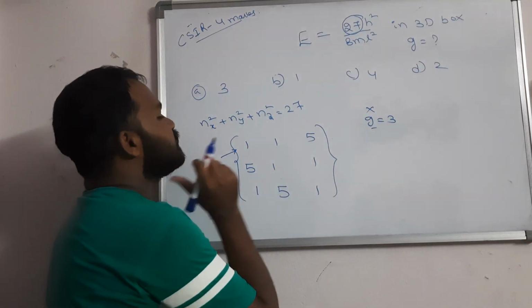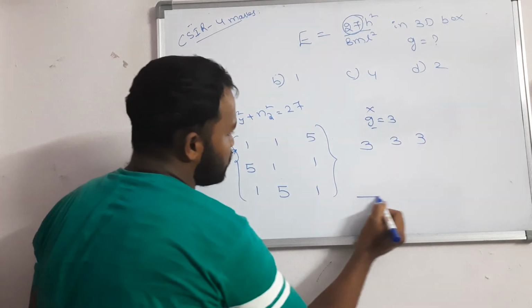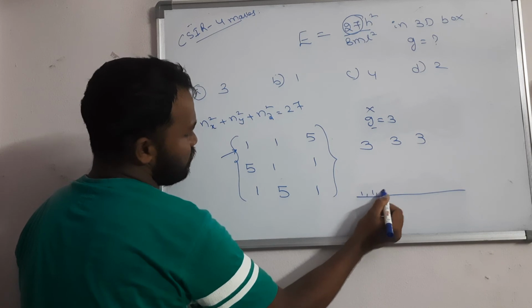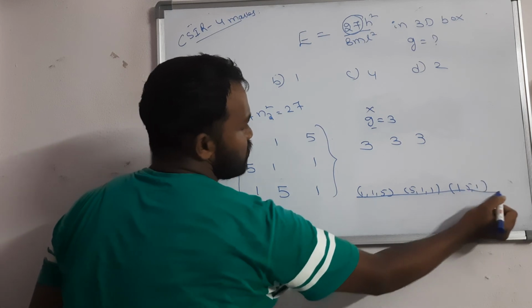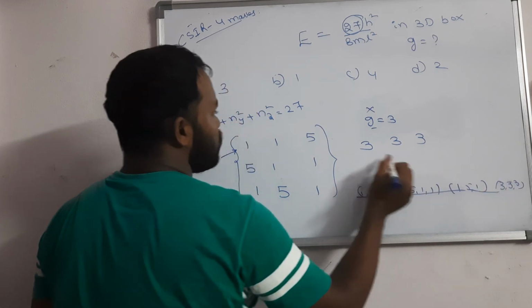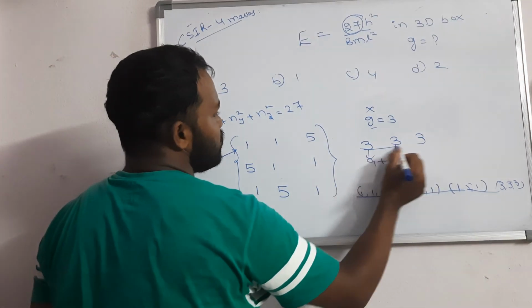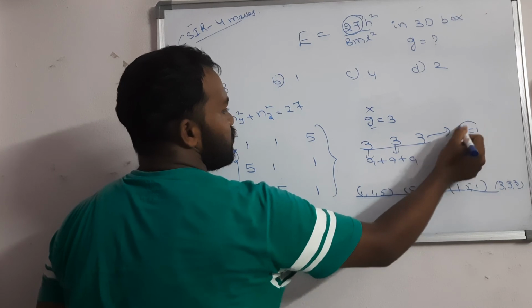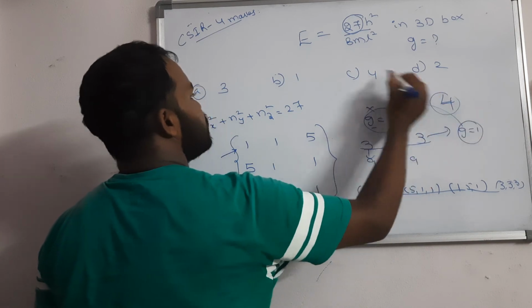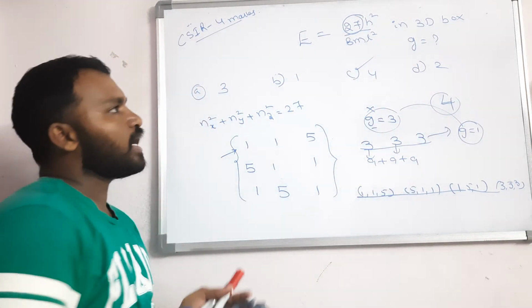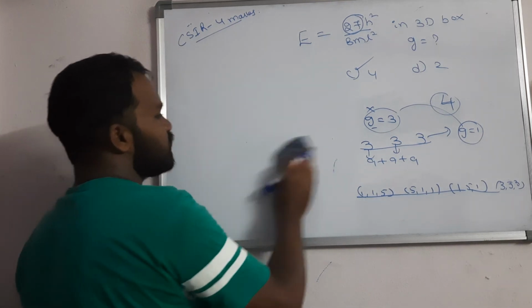What is the answer? One more possibility is there: 3, 3, 3. Here you will get equal energy, all are on the same line. 1, 1, 5, next 5, 1, 1, next 1, 5, 1, next 3, 3, 3. 3 square is 9, so 9 plus 9 plus 9 is 27. This has degeneracy of only 1, so it is non-degenerate. The other has degeneracy 3. Total degeneracy is 4, you should write. The answer is 4. This type of tricky question is asked in competitive exams like SET and CSIR exams.